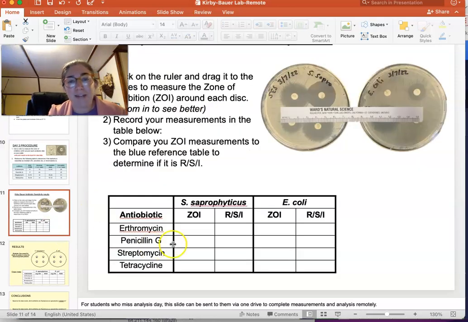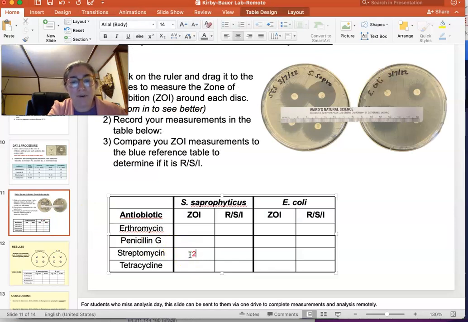So back here on this table, where we had recorded 24 for the streptomycin zone of inhibition on the staph saprophyticus plate, we can say that that is comfortably sensitive, RSI: resistant, sensitive, or intermediate. So you would do that for all of these.